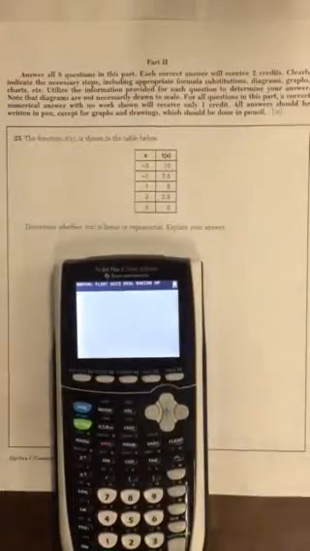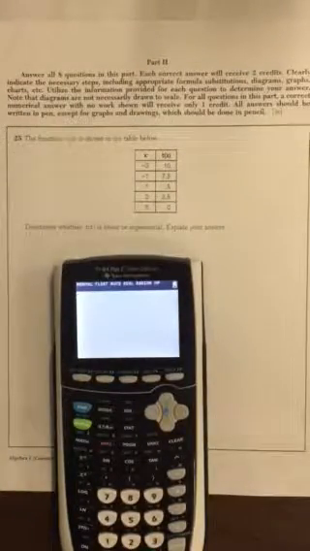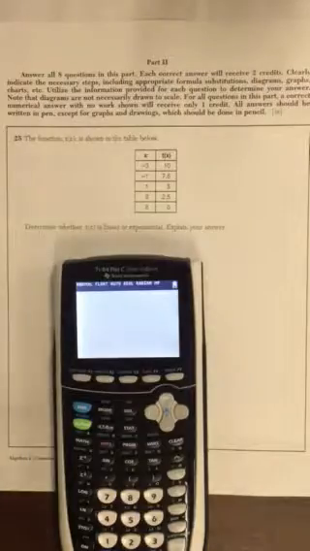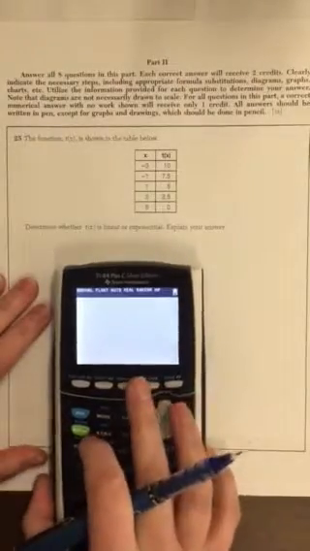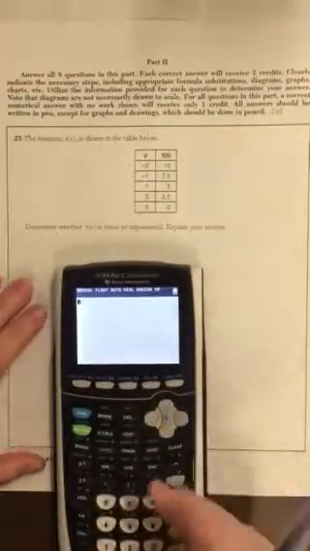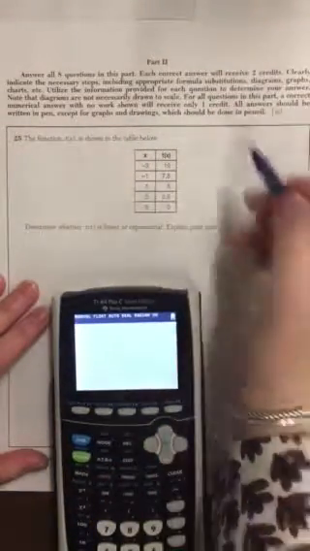Question number 25. The function t of x is shown in the table below. Determine whether t of x is linear or exponential and explain your answer. If the function is linear, it's going to have the same slope throughout the whole problem. Exponential, the slope would change. So what you want to look at here is how are the variables changing?